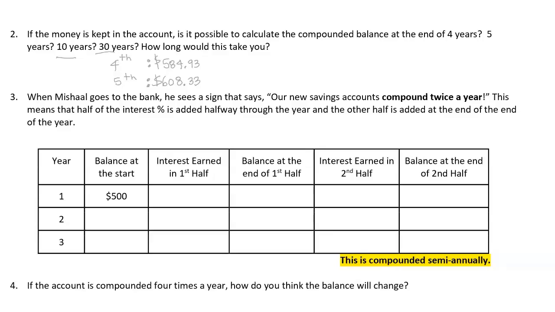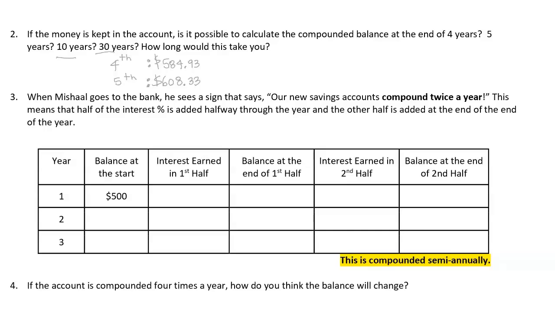When Michel goes to the bank, he sees a sign that says, our new savings accounts compound twice a year. This means that half the interest is added halfway through the year and the other half is added at the end of the year. So again, I'll do the first row to show you what that looks like.